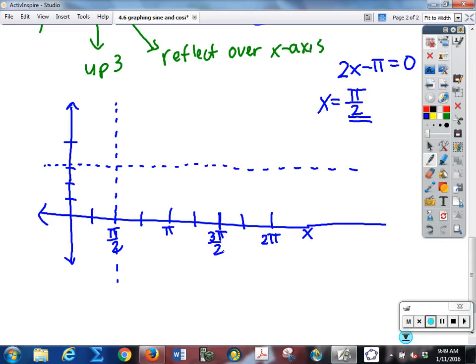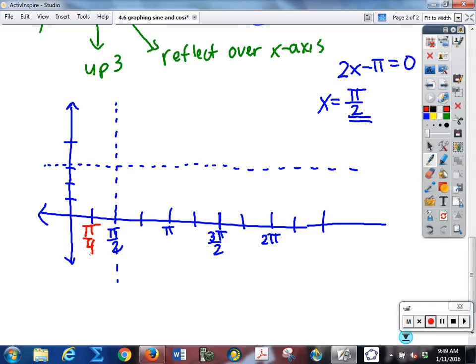What is this tick mark? If this is a half, what is this one? 4. Okay, so you guys all should be graphing this. I want you to fill in the bottom tick marks. So we haven't started graphing it yet.